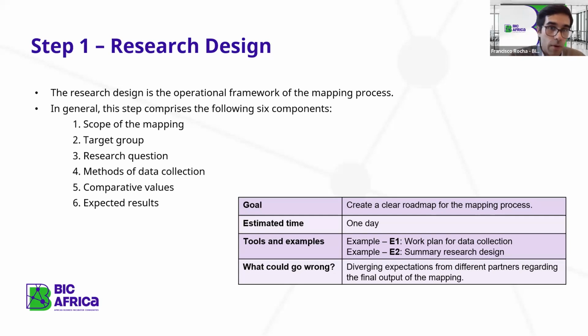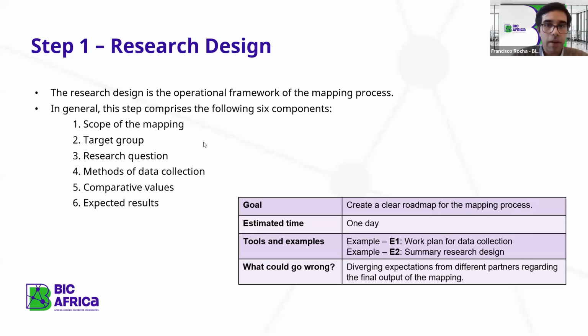But just summarizing, as you see in the table, main objective of step one: create a roadmap for the mapping process, a roadmap that is clear. The guide also includes an estimation of time. Again, this is not strict. The time might change depending on the context, depending on who is implementing this mapping, but it should be a rather quick process that should take around 1 day.